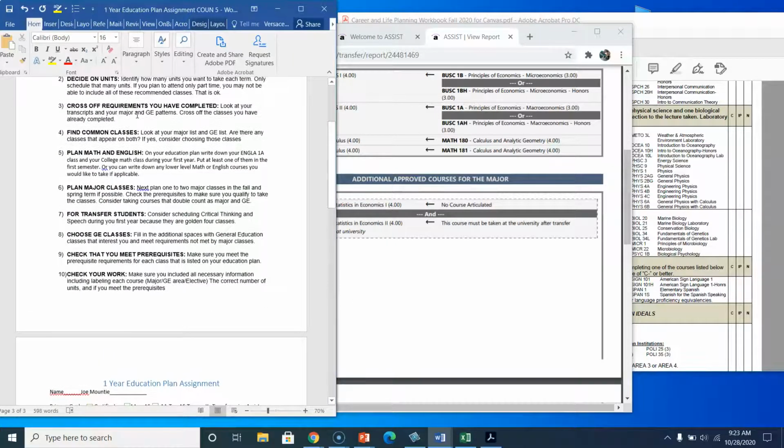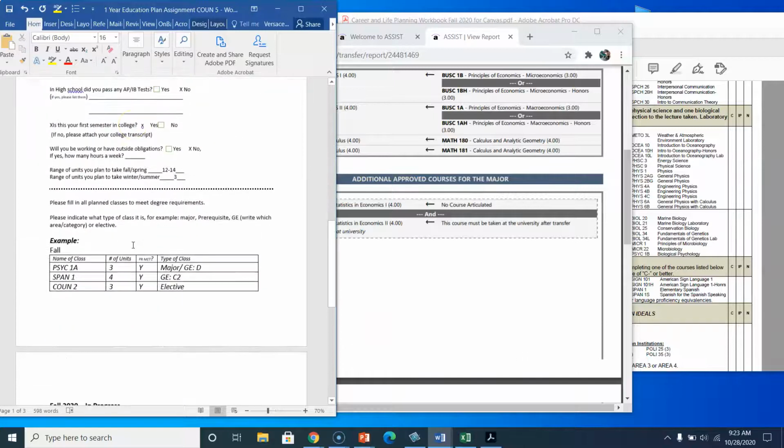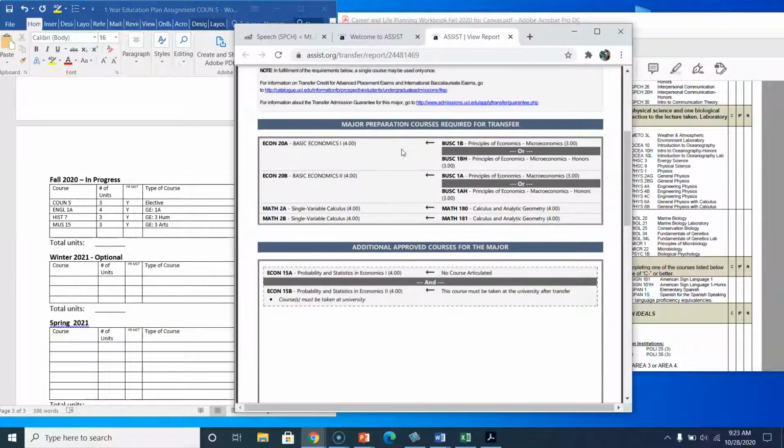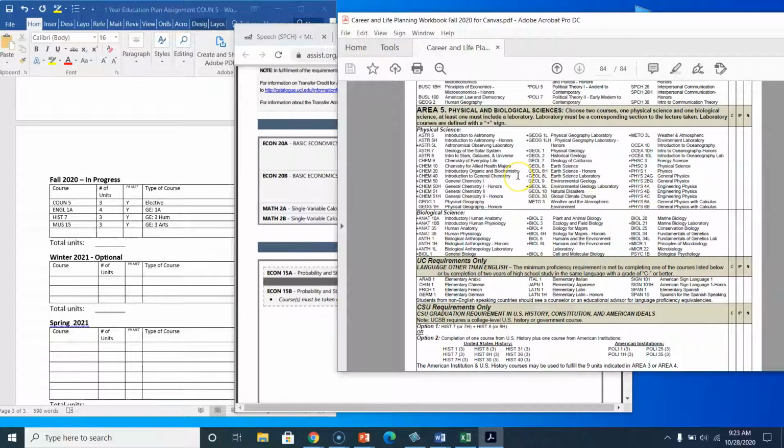So let's go back, or I'm sorry, 3 and 4. We figured out which classes we've completed. We found our common classes. So now we want to plan math and English. So, math, we need calculus. But here's the thing.